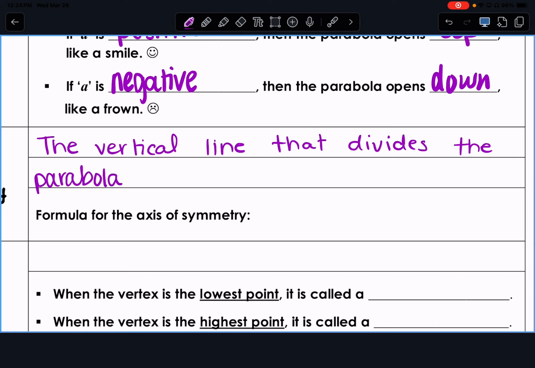How did they come up with the name? Into two equal parts. How did they come up with that name, parabola? I don't know. I'll Google it and let you know. Hey Siri, why is a parabola called a parabola?